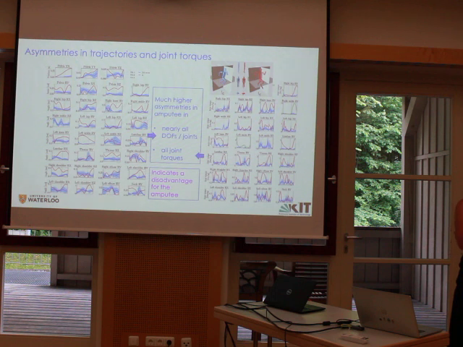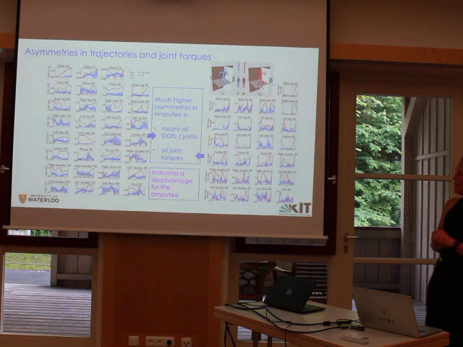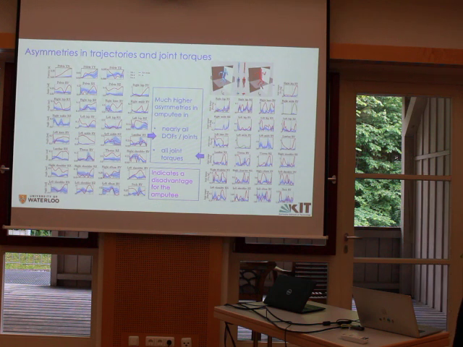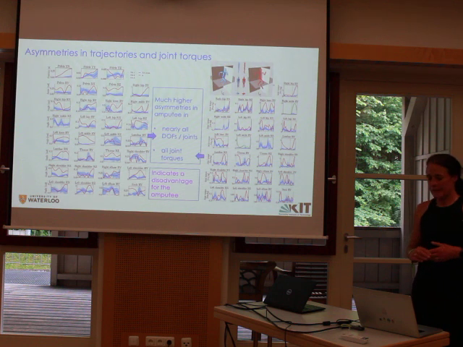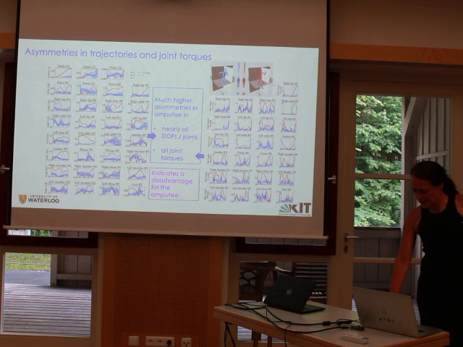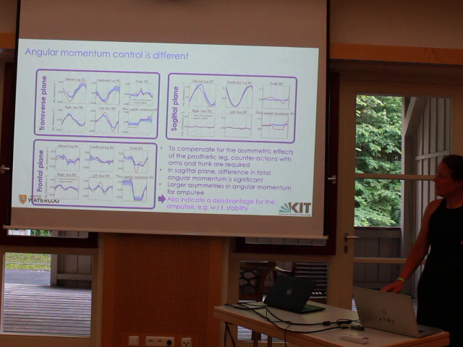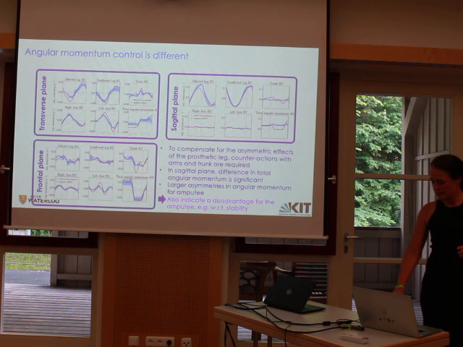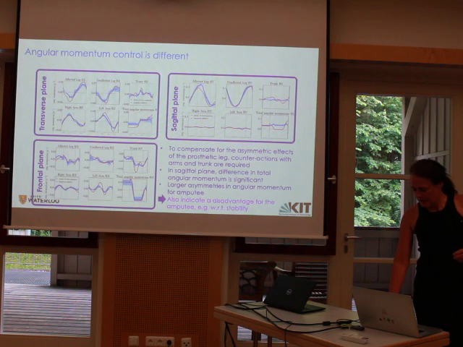are really huge asymmetries in the motion, and they are of course much higher in the amputee than in the non-amputee. We see that in the kinematics, but also in the joint torques, which already indicates quite a big disadvantage for the amputee, because that has to be compensated. We also see that the angular momentum control is different, and that in the angular momentum there are large asymmetries which lead to quite big destabilizations.